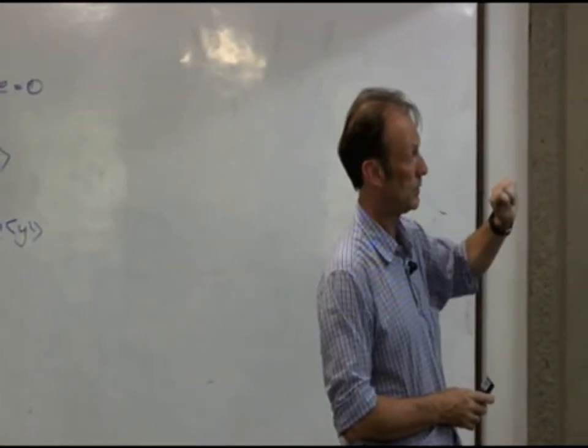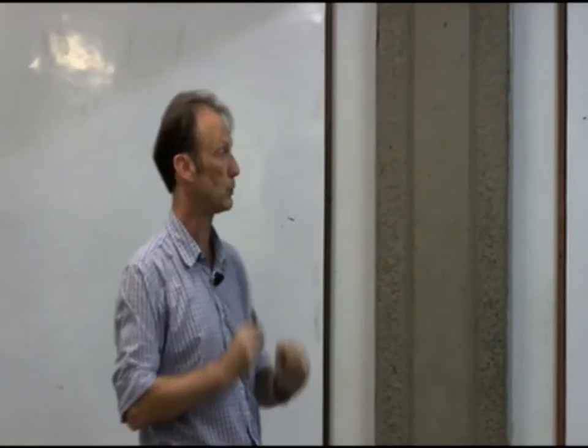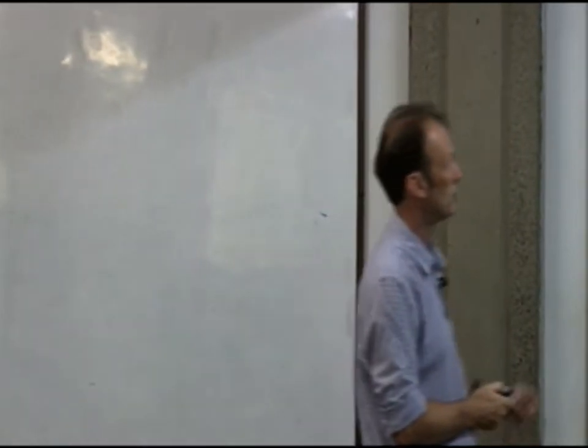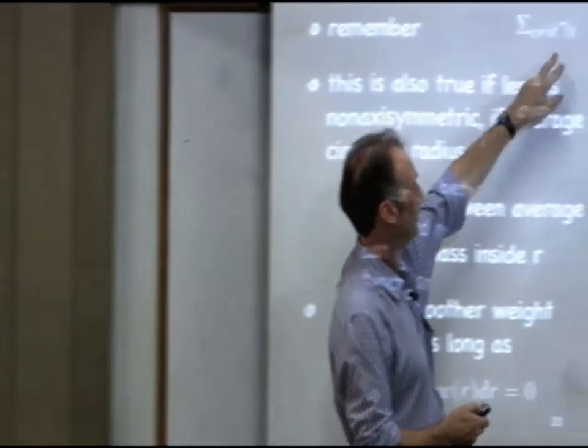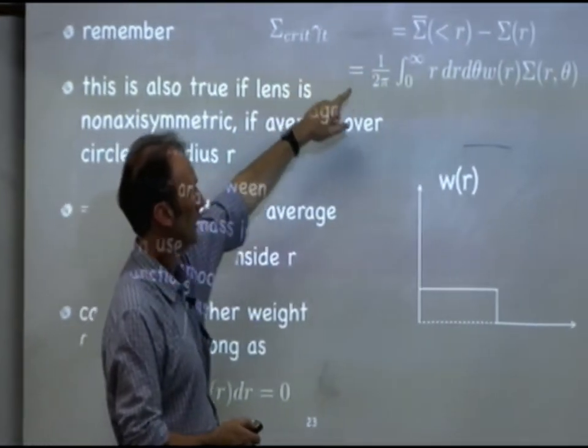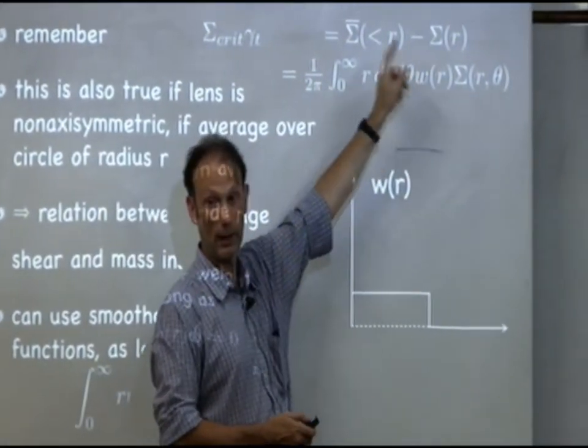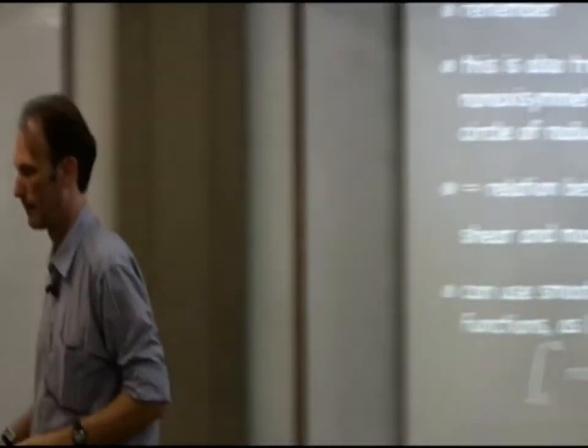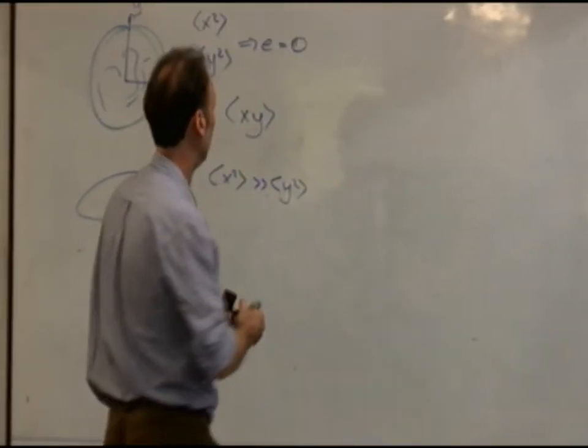And so again, the weak lensing works for this. You don't need strong lenses to be able to measure masses from lensing. Remember that the tangential shear is related to the average kappa minus kappa at the radius, right? We had this relation before.